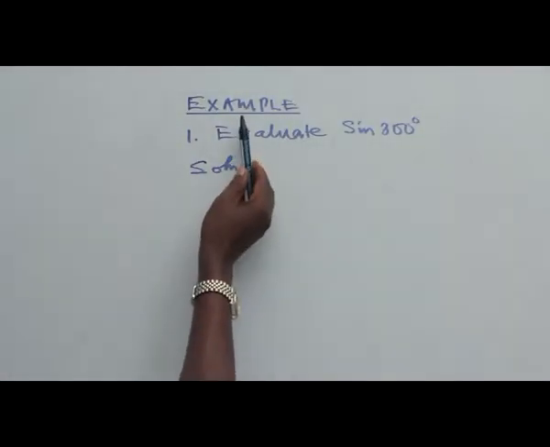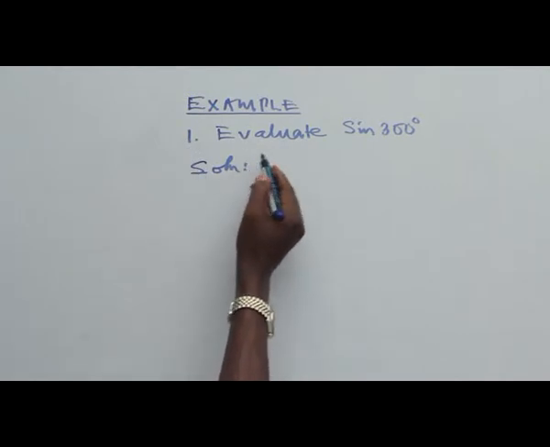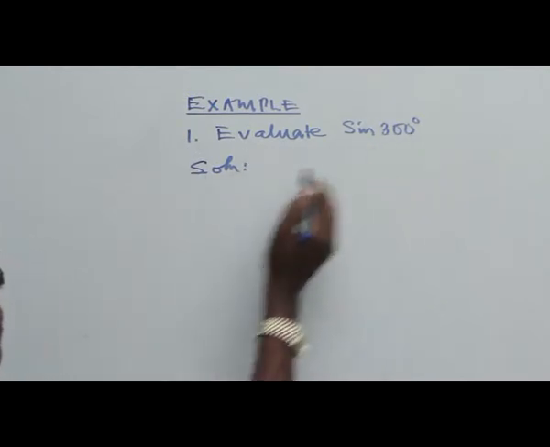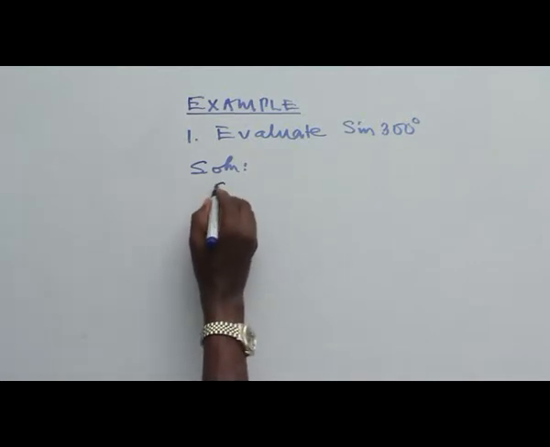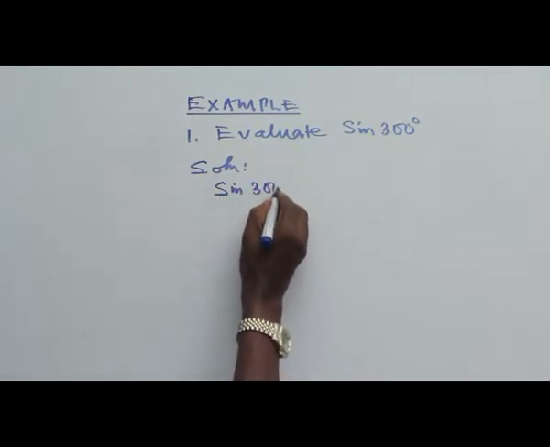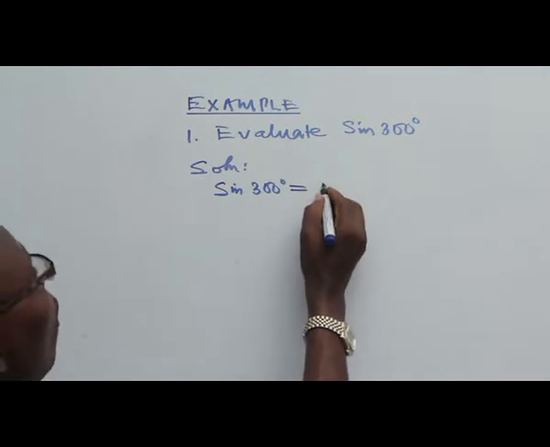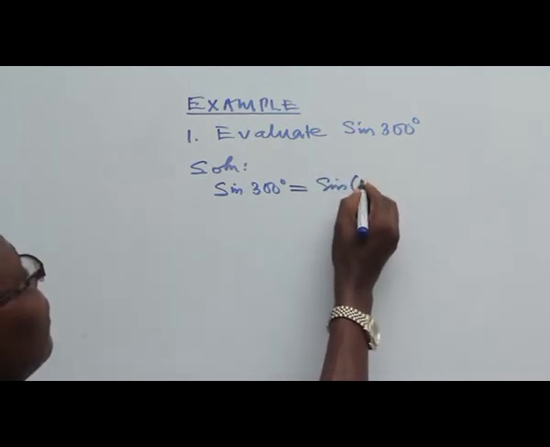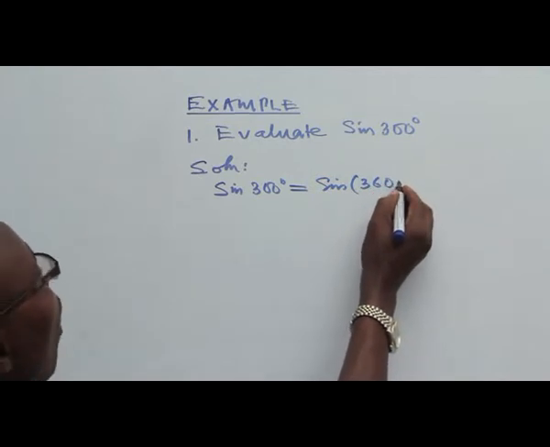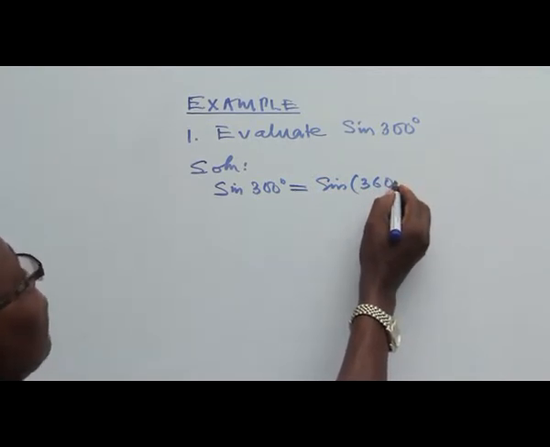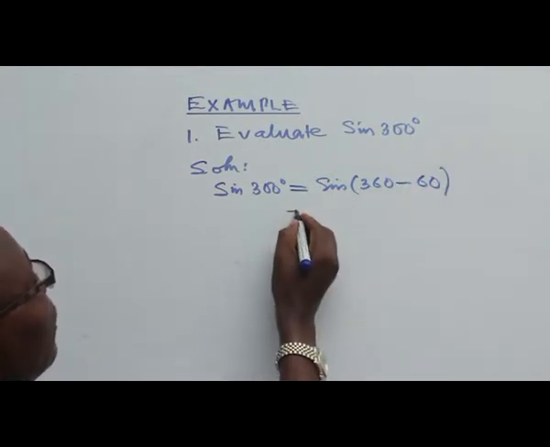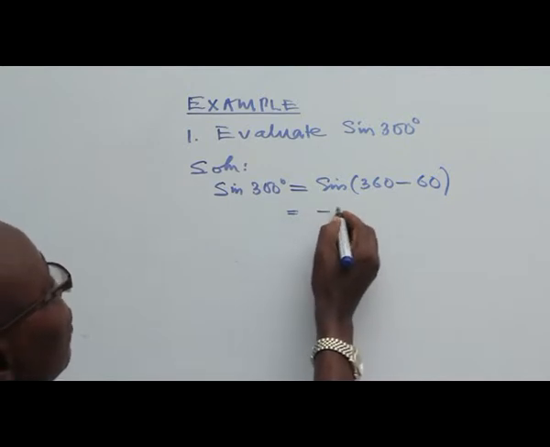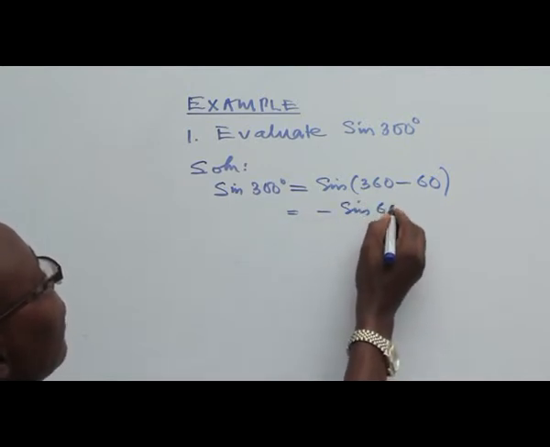Examples. Example number 1. Evaluate sine 300 degrees. Solution. You will recall that 300 degrees is in the fourth quadrant. So our sine 300 degrees is equal to sine of 360 minus 60 degrees, since subtracting 60 from 360 gives 300. In other words, this will become minus sine 60 degrees.